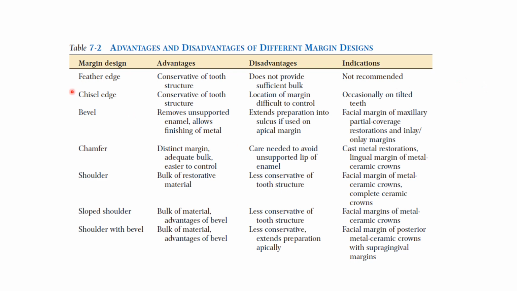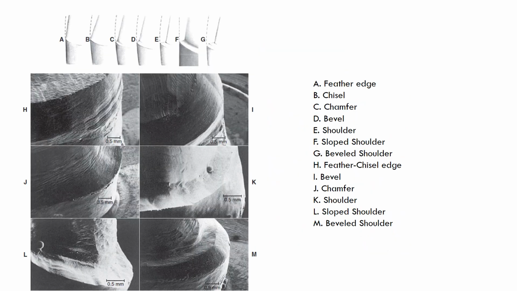So feather edge, chisel edge, bevel, chamfer, shoulder. For now, important for you are chamfer and shoulder, guys, right? Those are the basic ones which we are basically using, guys, right? For metal, and this is for PFM and all ceramic, guys, right? So just understand that, guys. I'm not reading that. Okay.